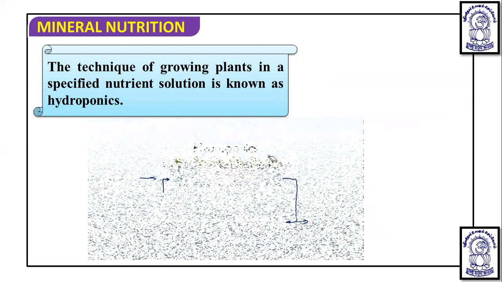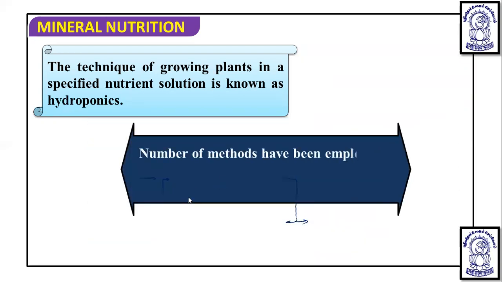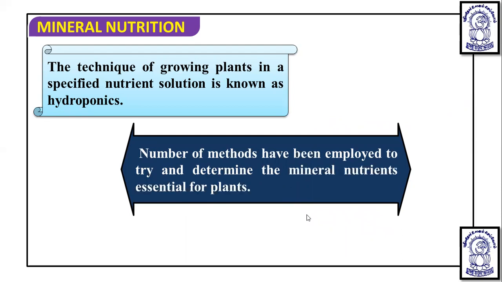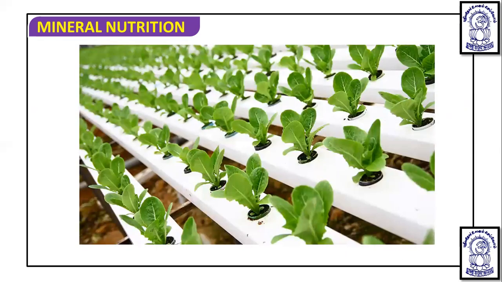Now, a number of methods have been employed to determine the mineral nutrients essential for the plant, which minerals are helpful and which are vital for the plant. One such method is hydroponics, the setup of which we have discussed. In hydroponic plant production, which is one of the important techniques, the plants are grown in a tube or a tub placed on a slight incline.